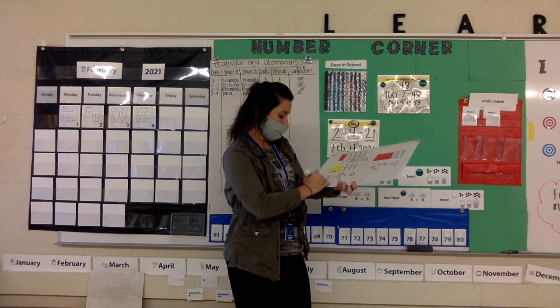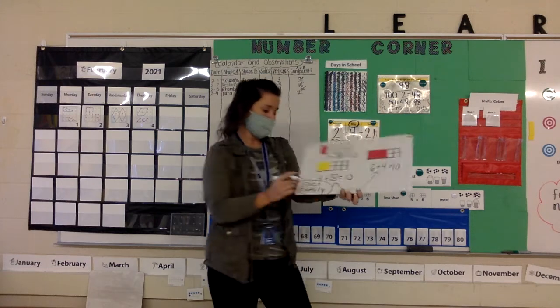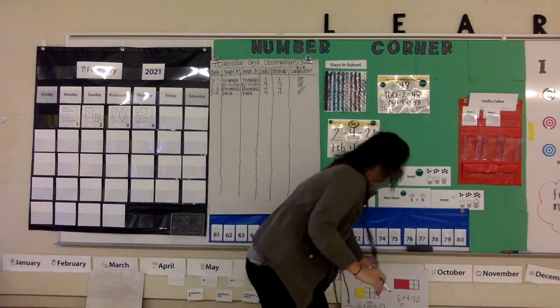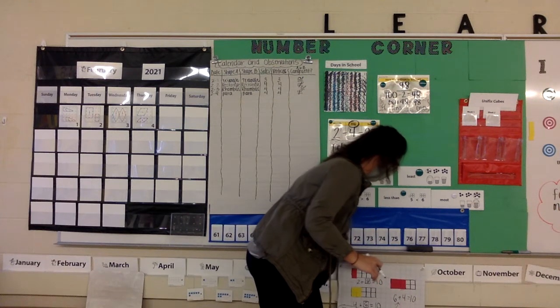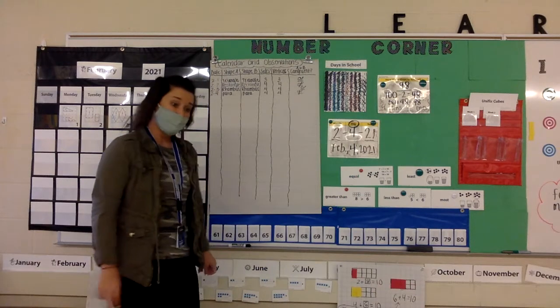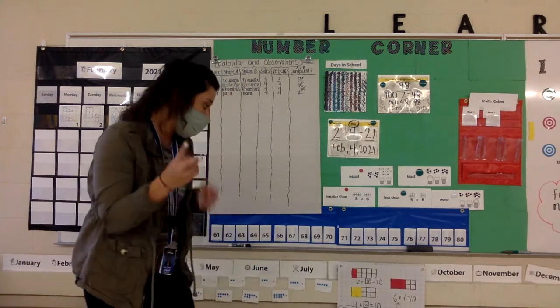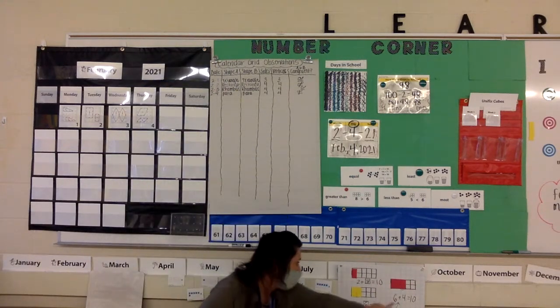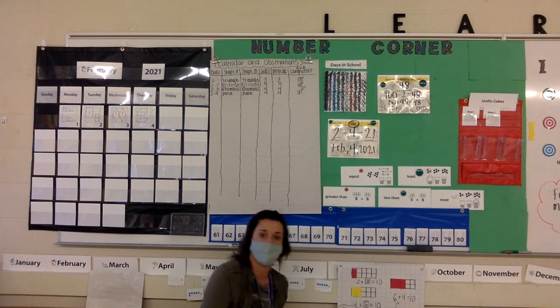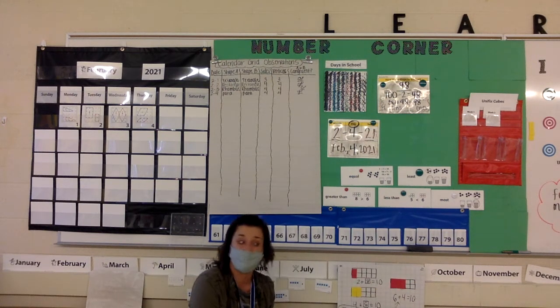What's a fact family? Can someone explain how he knew that? What is a fact family? Brady. Because they're both the same math equation, except the 6 is before and the 4 is before the 6. Yeah, the same numbers are being used. 4, 6, 10. But they're just in different order.